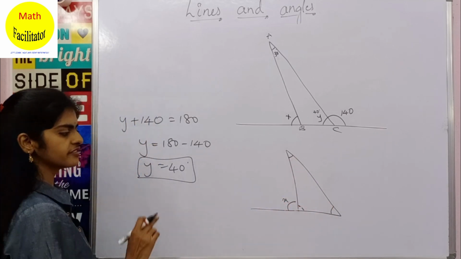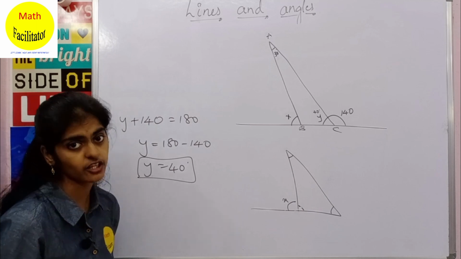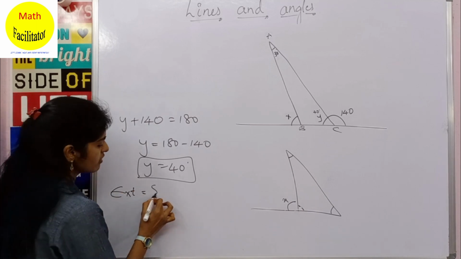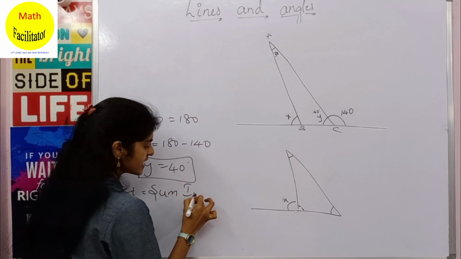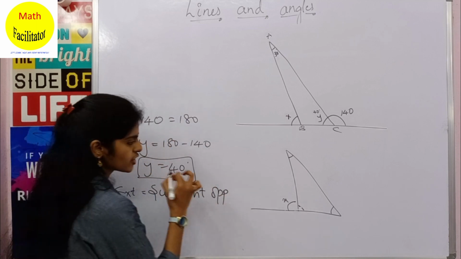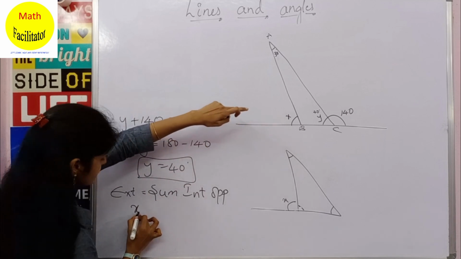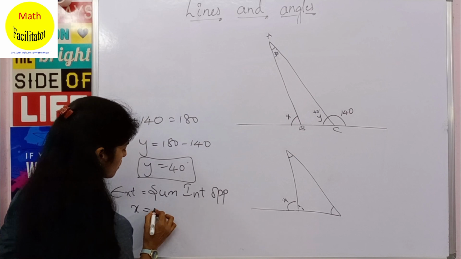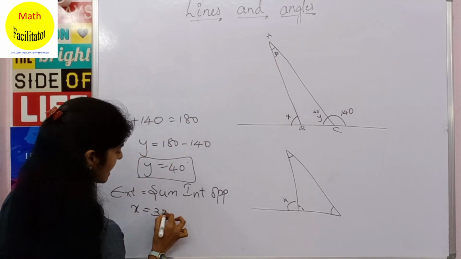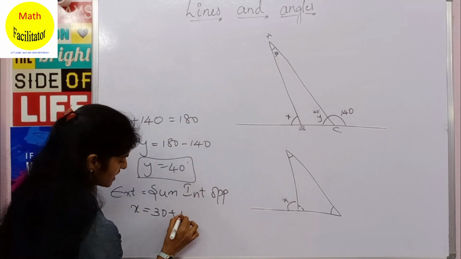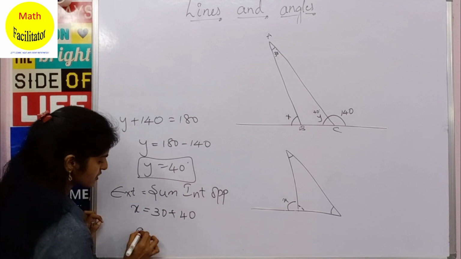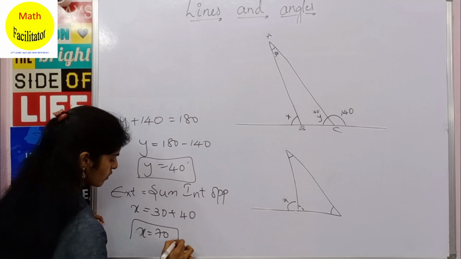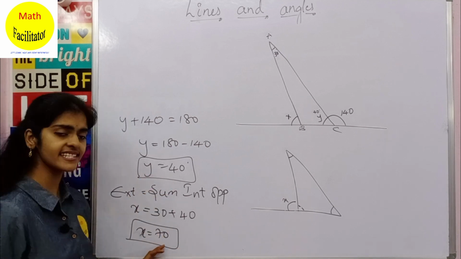So from the exterior angle property of a triangle, you know that the exterior angle is equal to the sum of the interior opposite angles. So x is equal to the sum of these two interior opposite angles. One angle is 30, the other angle is 40. So 30 plus 40 is 70. So you got x as 70. Clear? So the value of y is 40 and x is 70.